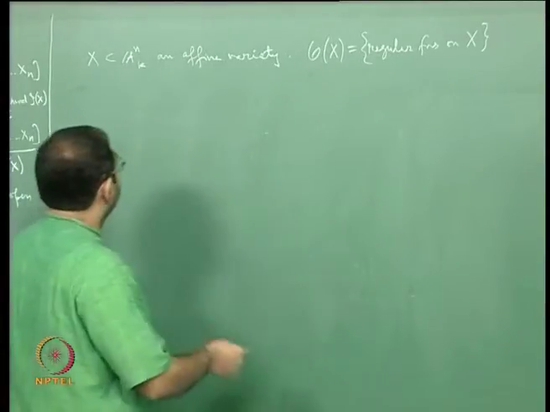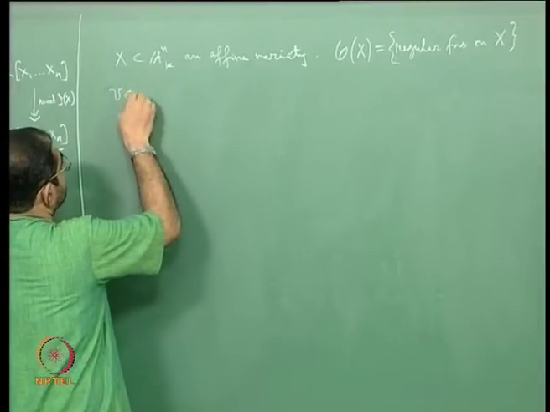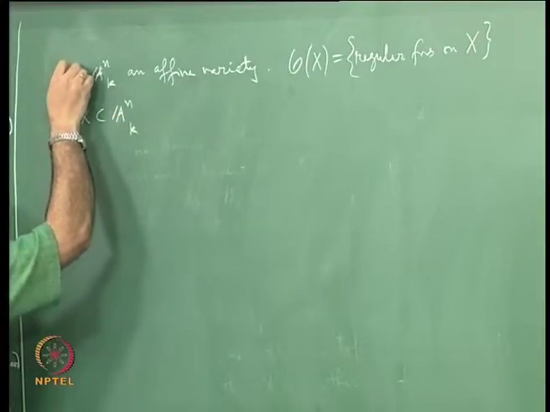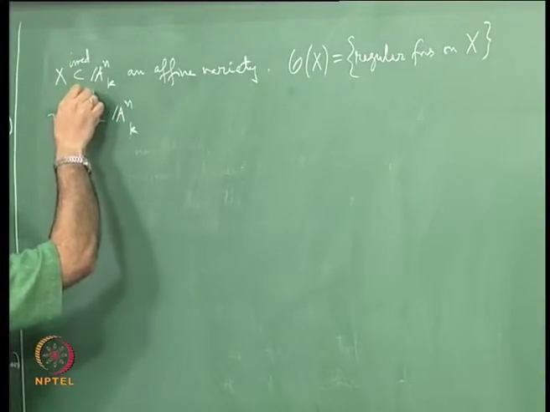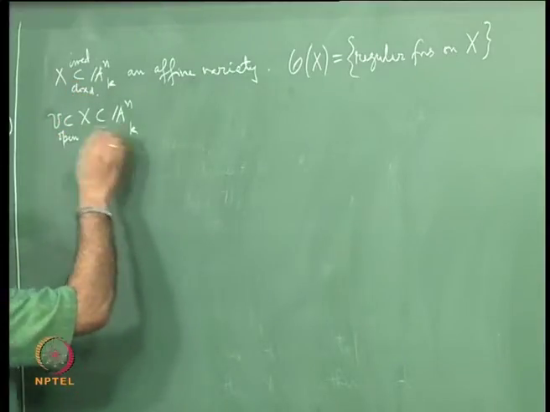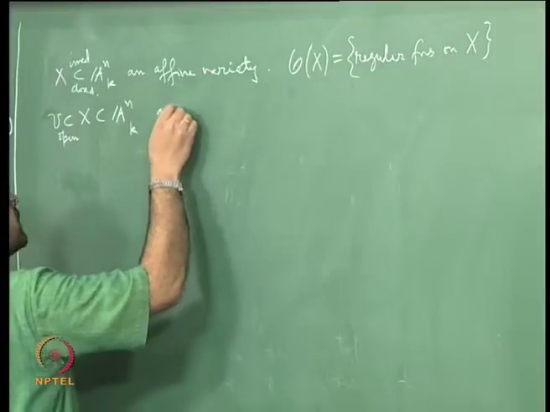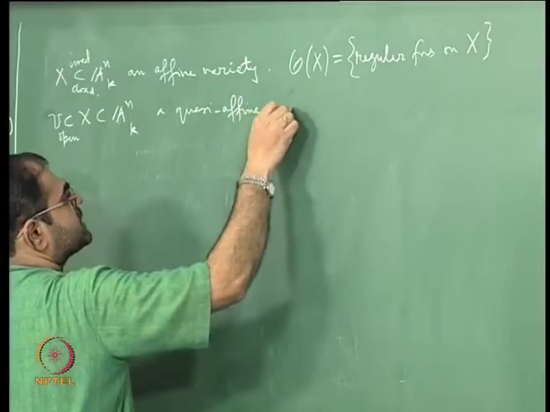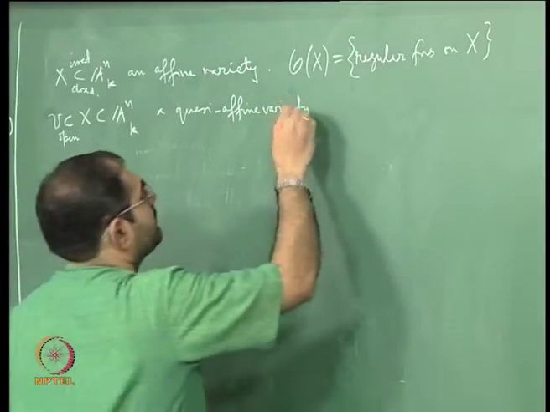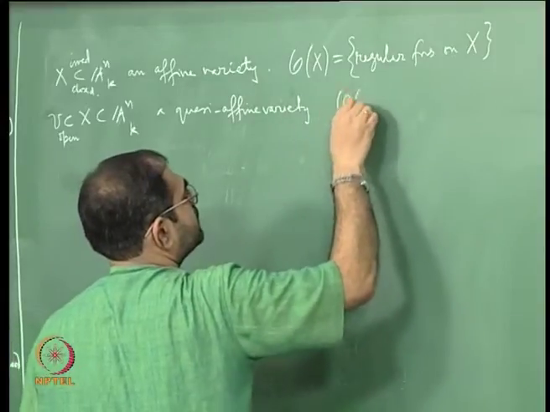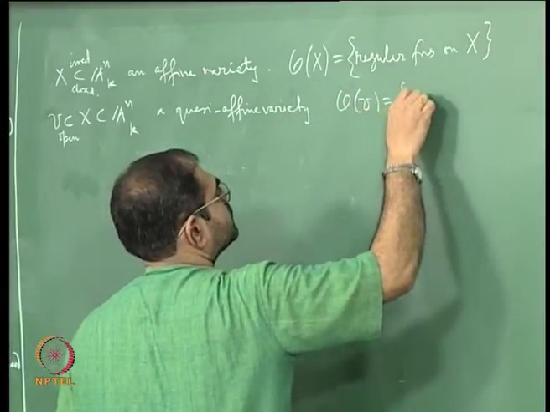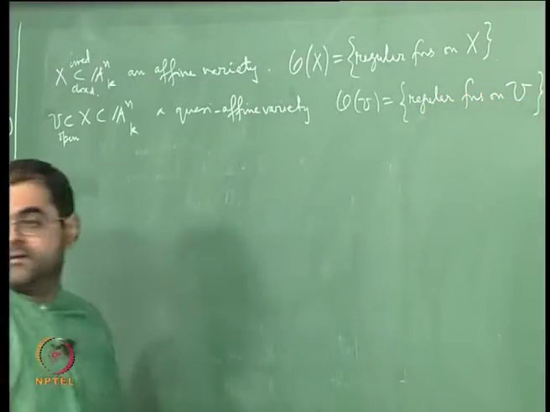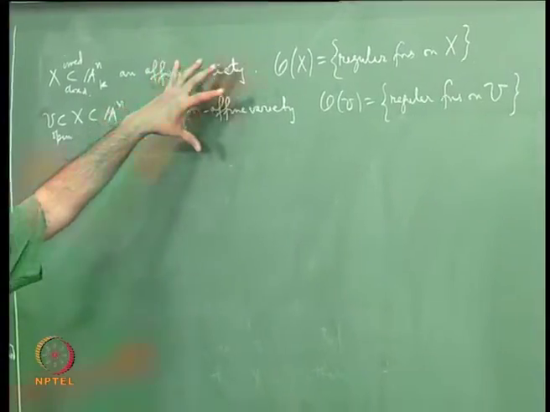Okay, and similarly if U inside X inside A^n, where X is irreducible closed, and U is an open inside this irreducible closed, and U is a quasi affine variety. A quasi affine variety is just an open subset of an affine variety. Then again O of U is defined to be regular functions on U. Okay, and these are global definitions.